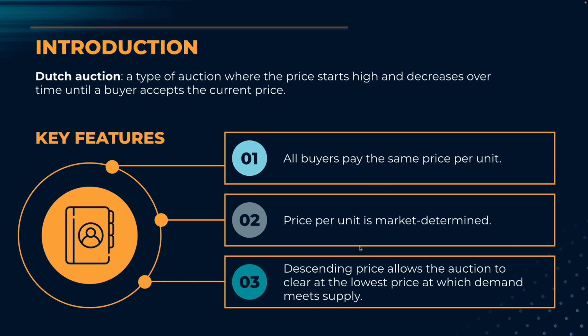So, what is a Dutch auction? A Dutch auction is a type of auction where the price starts high and decreases over time until a buyer accepts the current price. This method ensures that all buyers pay the same market determined price per unit, allowing the auction to clear at the lowest price where demand meets supply.